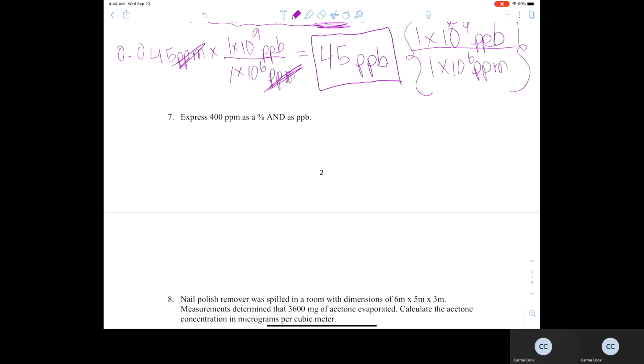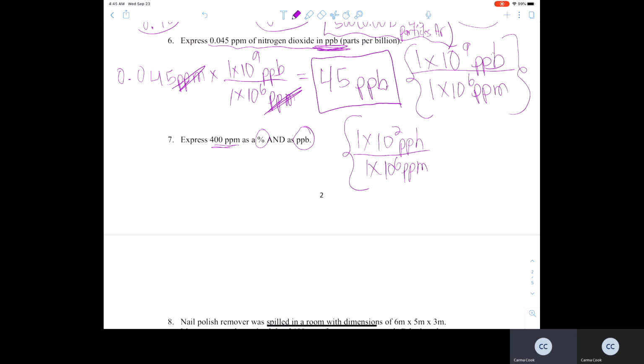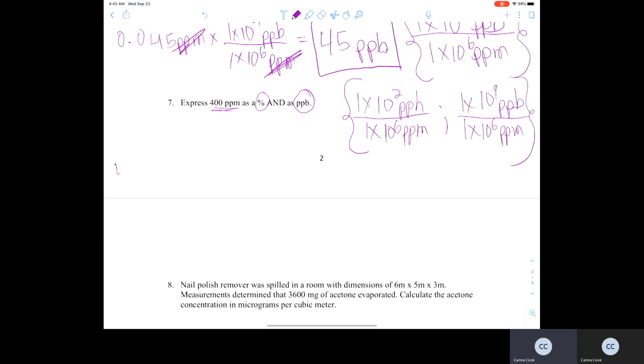Question 7, convert 400 parts per million to a percent and convert it to parts per billion. And again, percent is the same thing as parts per hundred. So we've been working with that conversion factor a lot. So we'll need that conversion factor to convert the parts per million to a percent, which is also called a part per hundred. And then we'll use this conversion factor here that we used in question 6 to convert the parts per million to parts per billion. So those are the 2 conversion factors that we'll use to solve this problem.